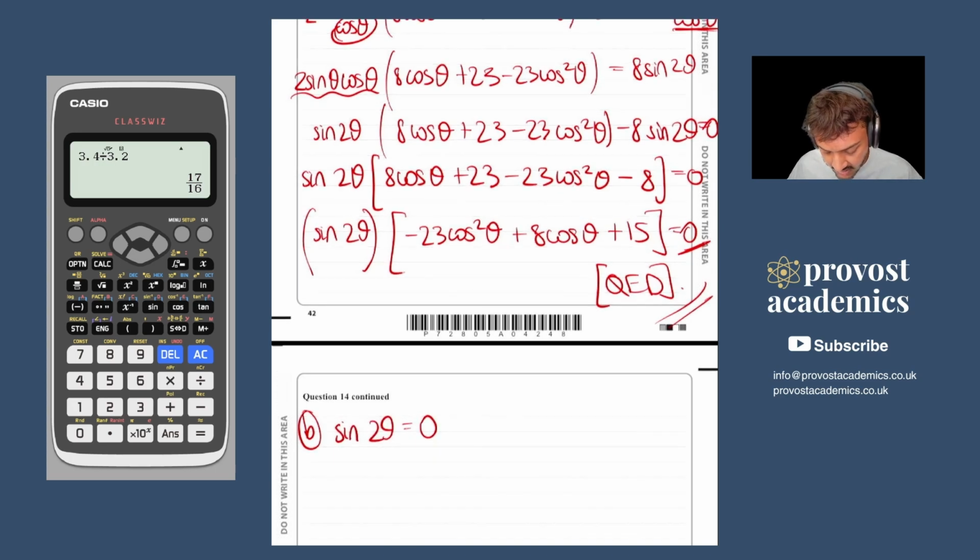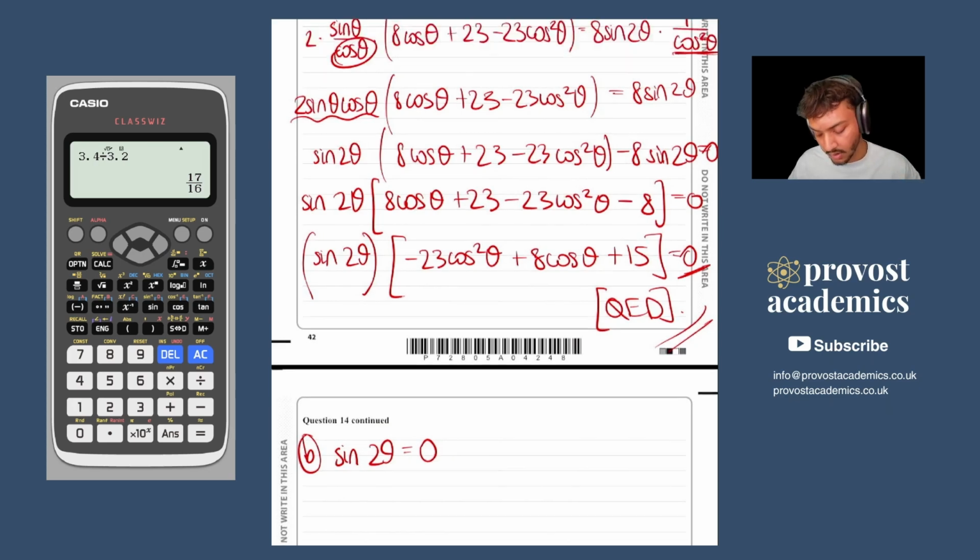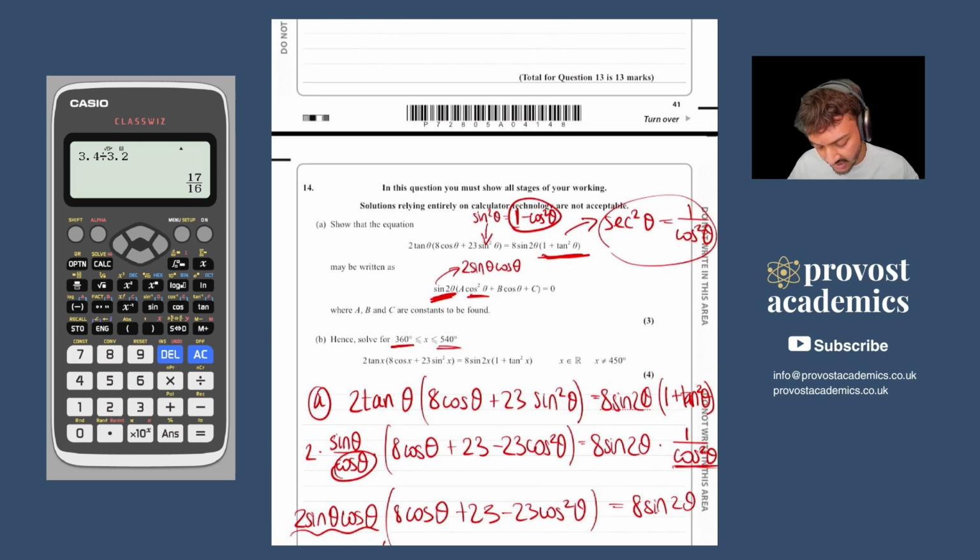Now, because it's a double angle, we need to find all the angles over double the range of the single angle. So if my range is between 360 and 540, actually what we should be finding is all the angles up until 1080, which is double 540.